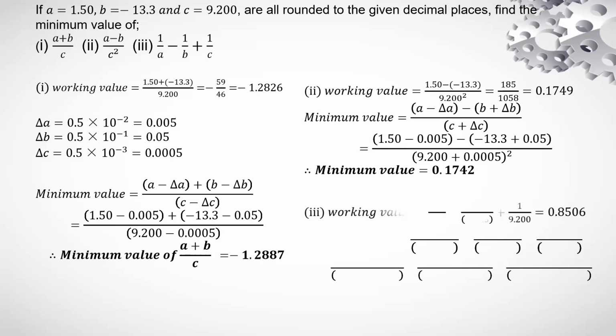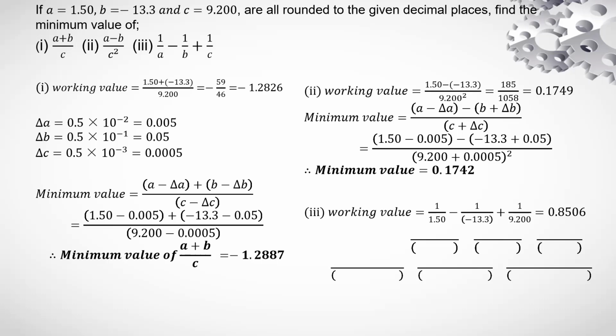Then Roman 3, I still have to get the working value. But then again, we have to analyze here. Remember, B is negative. So from the expression 1 over A minus 1 over B plus 1 over C, I have to get the minimum value of that. I obtain the working value 0.8506. So to get the minimum value, that means the divisors have to be as big as possible. Remember, these are fractions we're dealing with. So A has to be as big as possible, B has to be as big as possible, C has to be as big as possible.